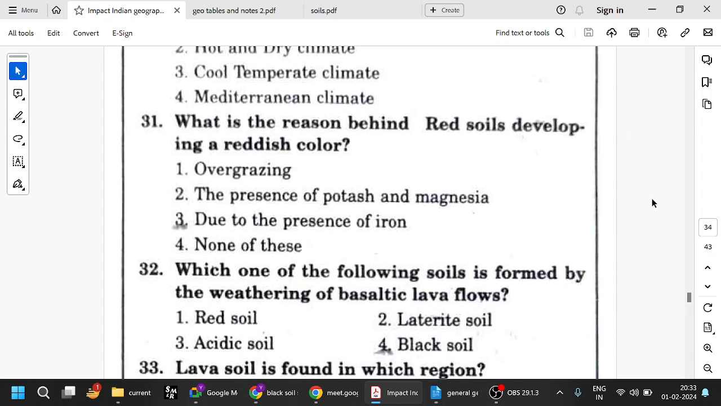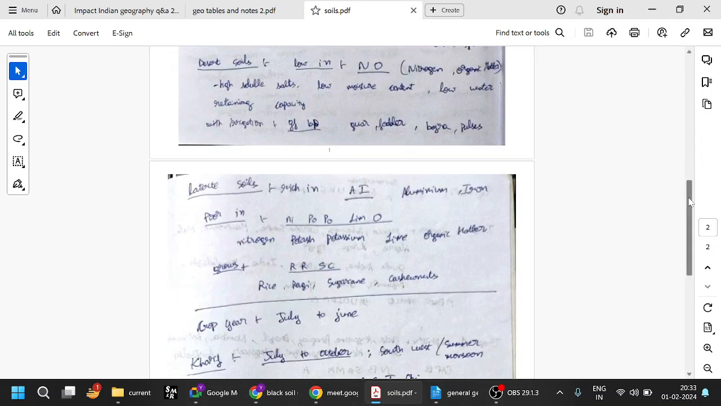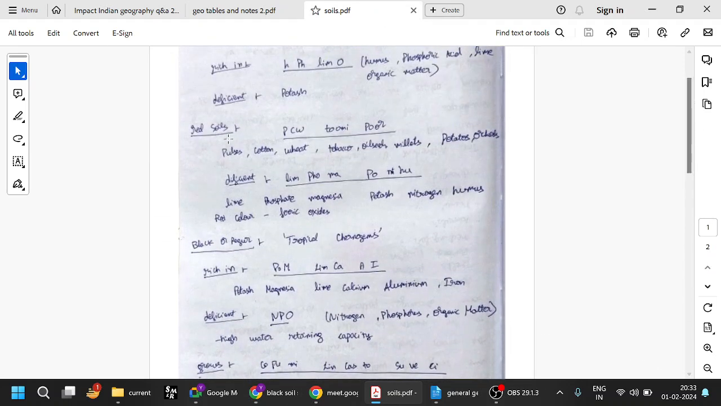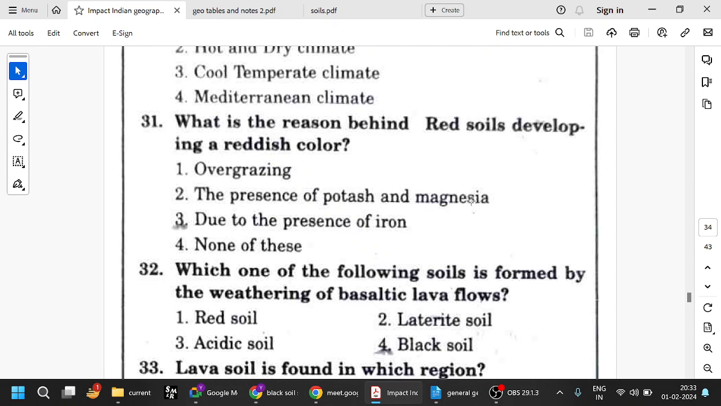What is the reason behind red soils developing a reddish color? We found it is due to ferric oxides, which is nothing but iron. Red soils are deficient in lime, phosphate, magnesia, potash, nitrogen, and humus. Remember that, and the red color is due to ferric oxide. Try to remember that. The presence of potash, magnesium, etc. is actually a little bit low in red soils.